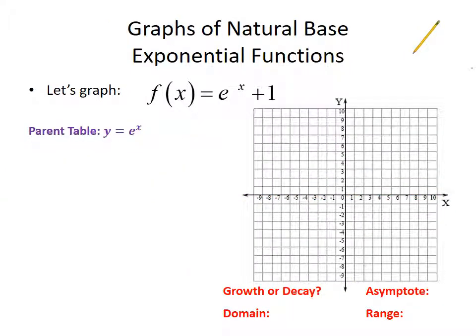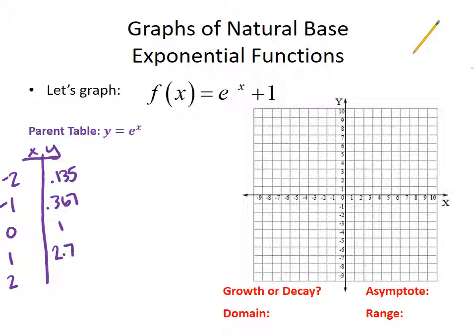Let's take a look at one more example. With the previous examples, and as always, start off with your parent table. -2, -1, 0, 1, 2. If we plug those values in to e to the x, our parent function, 0.135, 0.367, 1, 2.7, and 7.38.